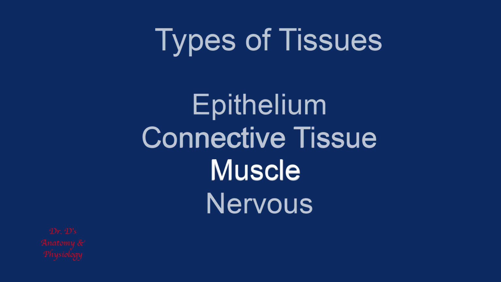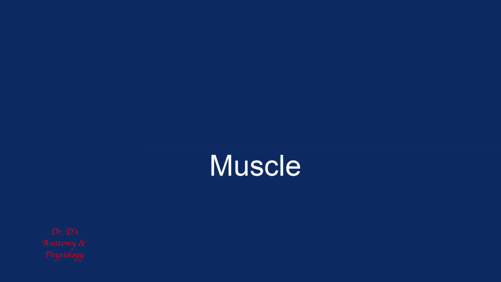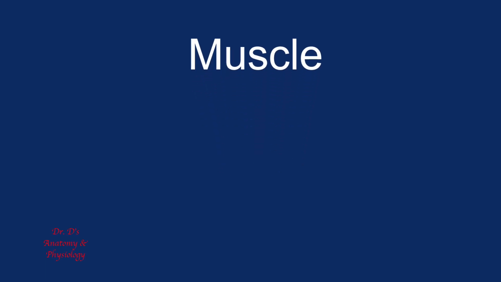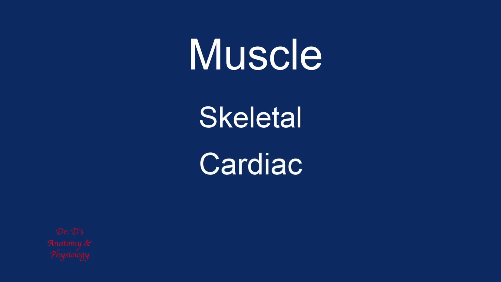Muscle tissue consists of the cells that provide movement. Muscle tissue is divided into skeletal muscle, which is primarily associated with the skeleton, cardiac muscle, the muscle of the heart, and smooth muscle, which is found in the walls of internal organs, including blood vessels.